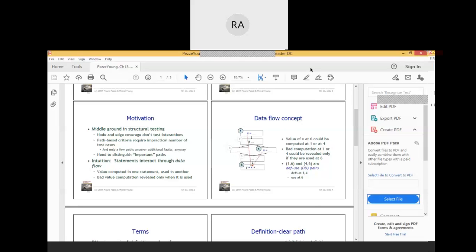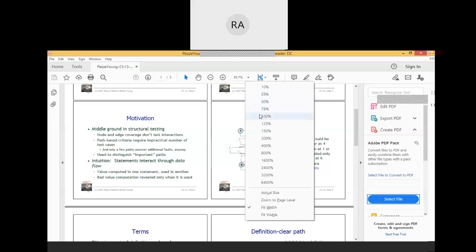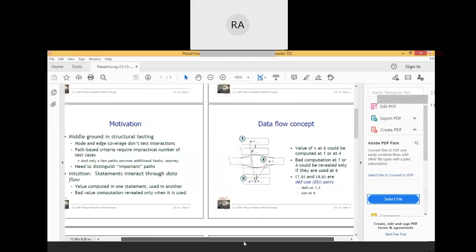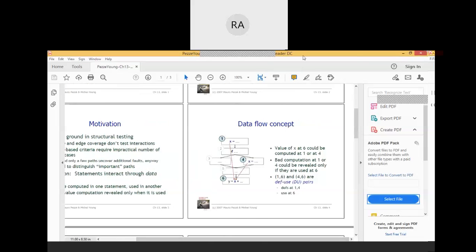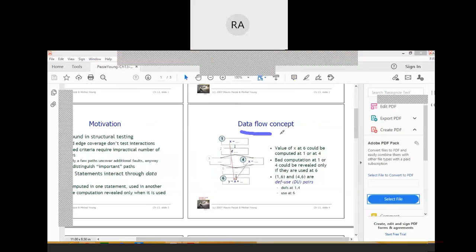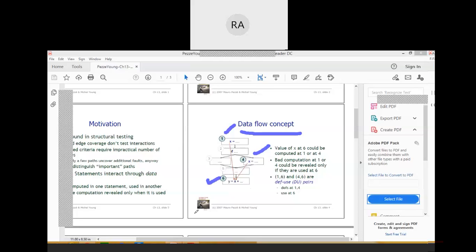Okay, let me come to this diagram, the data flow concept. What exactly are they telling over here? I'm referring to this diagram now. You have so many nodes, 6 nodes are there. In that, the important nodes under consideration are node number 1, node number 4, and node number 6. Here the value of a particular variable x is defined at node number 1 and it is redefined at node number 4.